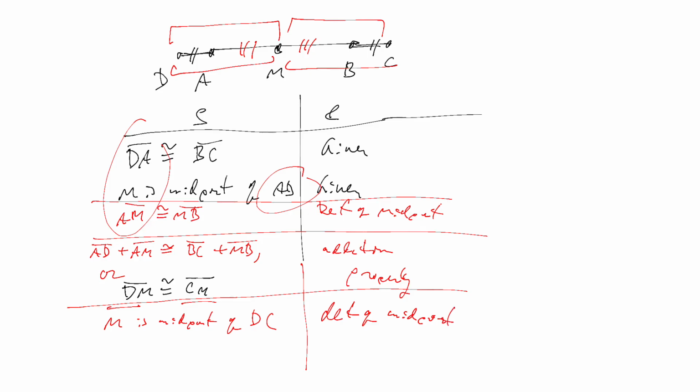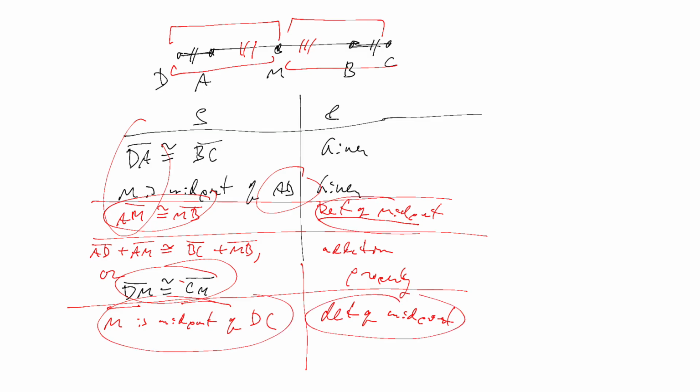So before, I used the fact that it was a midpoint to conclude that these two pieces were congruent. Here, we're using the fact that these two pieces are congruent to conclude that it's a midpoint, but we can write the same reason, definition of midpoint.